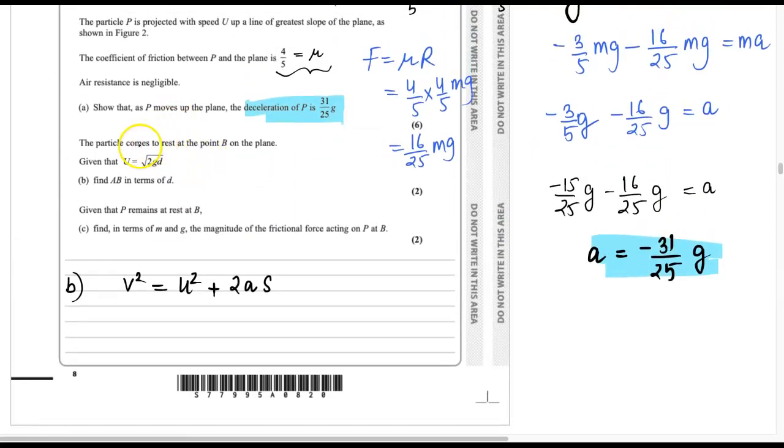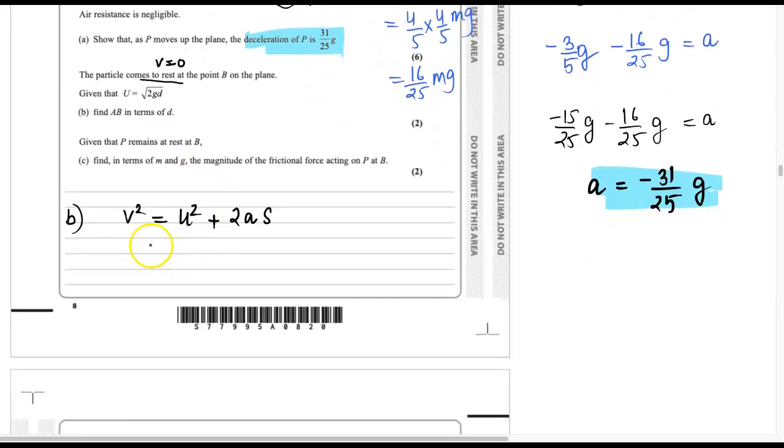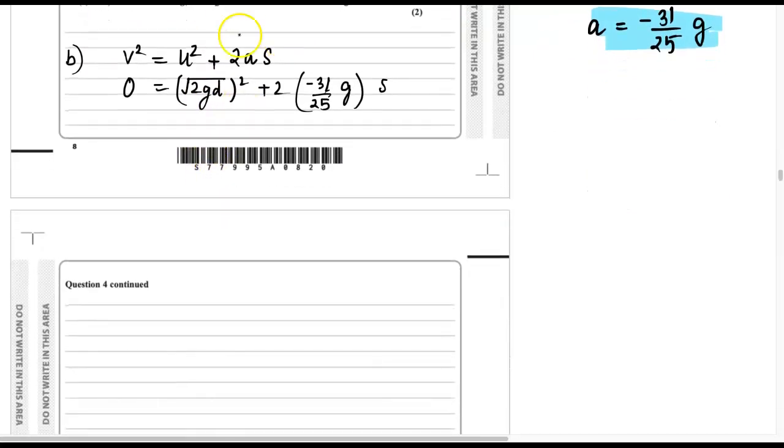And now it says it comes to rest. That means v is 0. You would be understanding v is 0. So we are going to be writing 0, which is equal to u, which is given as 2gd, squared, plus 2 times acceleration, which is minus 31/25g. And outside you have s, and s is nothing but the distance AB we have to find out.